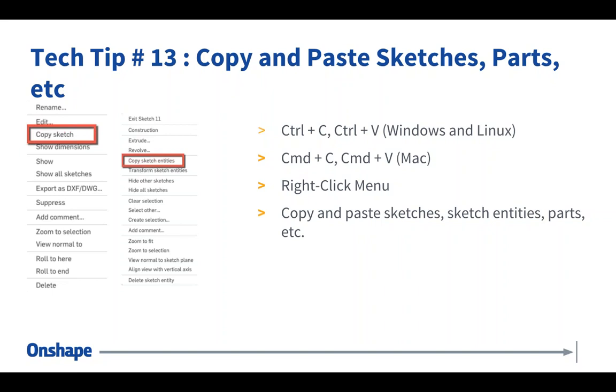If you're using a Mac, it's Command-C, Command-V. Again, the very common keyboard shortcuts if you do a lot of this in your day-to-day life. But the other thing, it's all available in the right-click menu as well. So when you right-click a sketch, you'll see options. I've highlighted them here. Copy sketch entities, which will allow you to copy and paste. So just keep in mind, you can copy and paste sketches, parts, etc. with Control-C, Control-V, or the right-click menu.